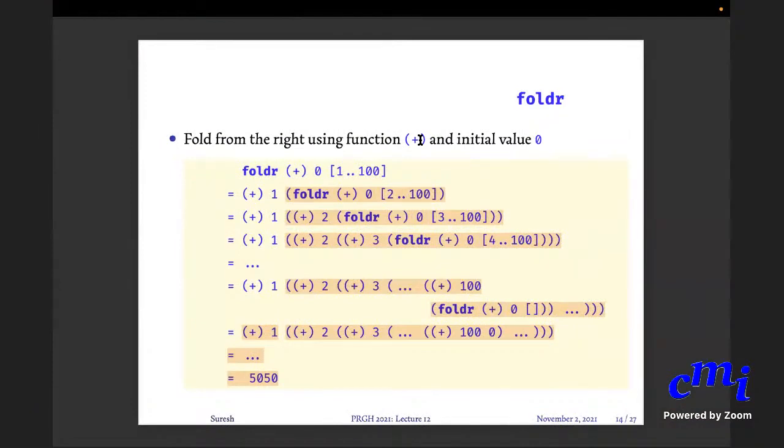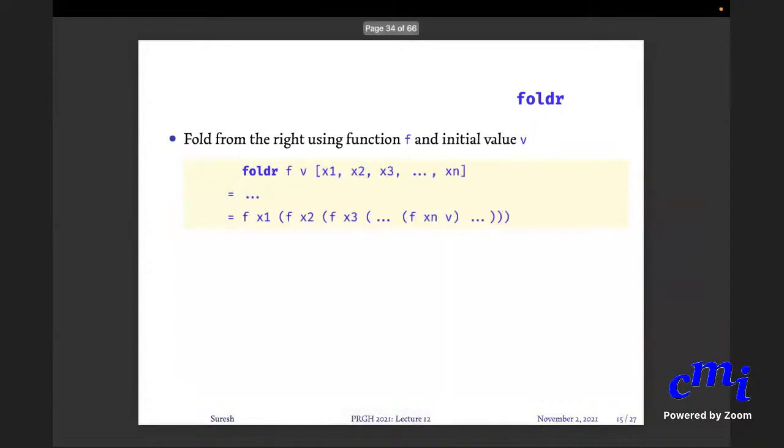Firstly, is it clear why foldr has unevaluated expressions hanging around for a lot of time? Okay, and then finally only it will evaluate it.